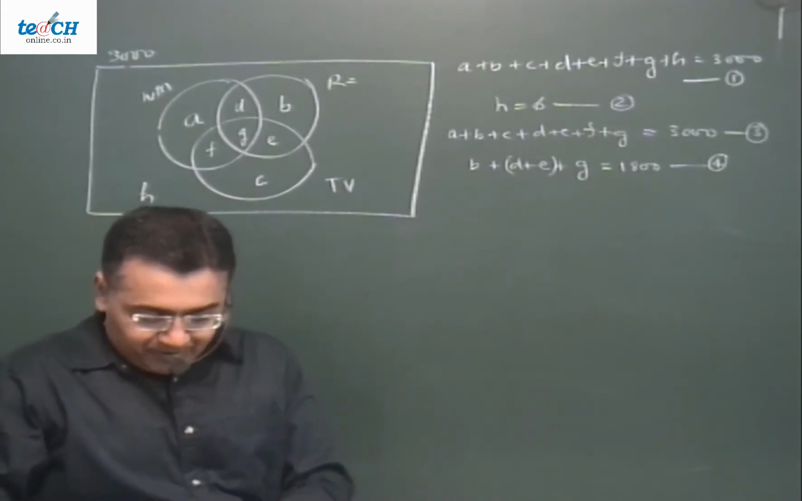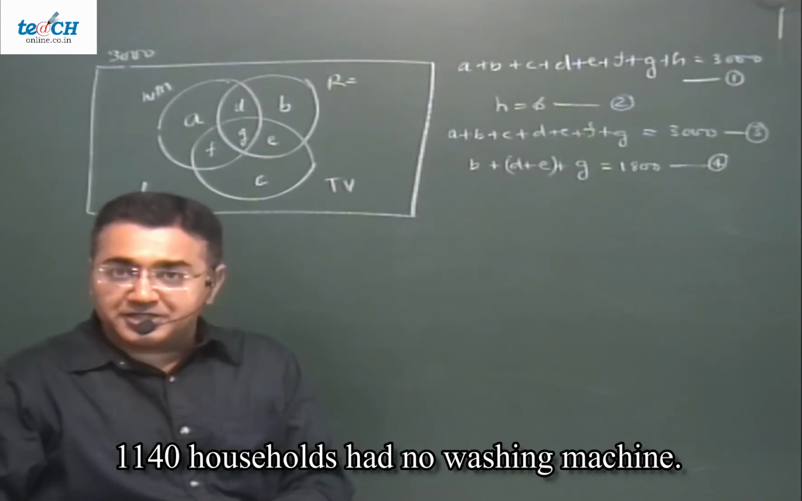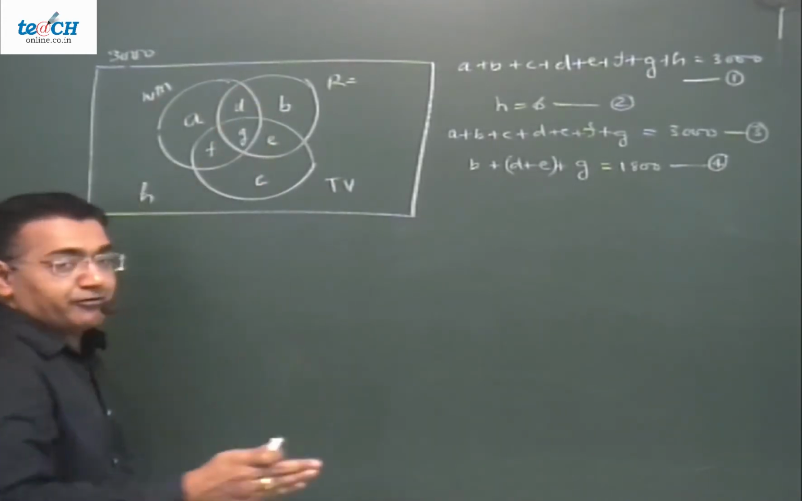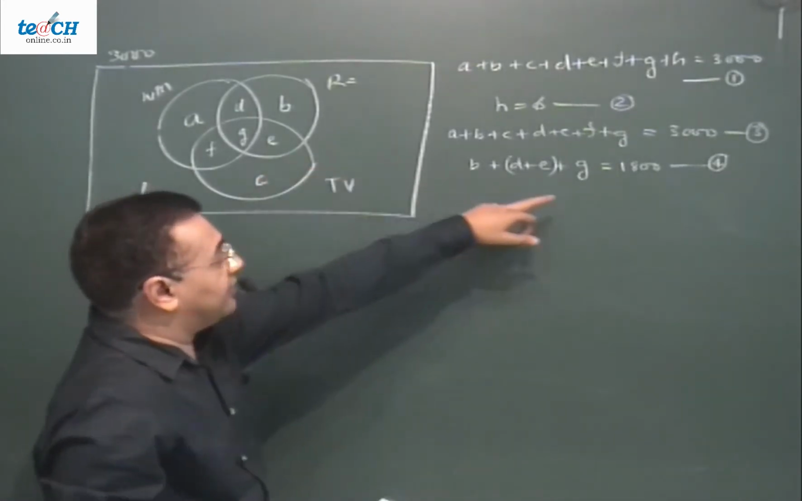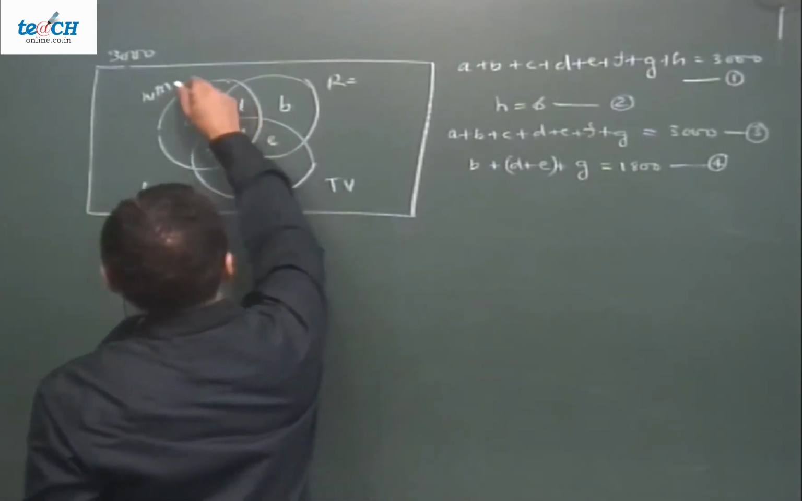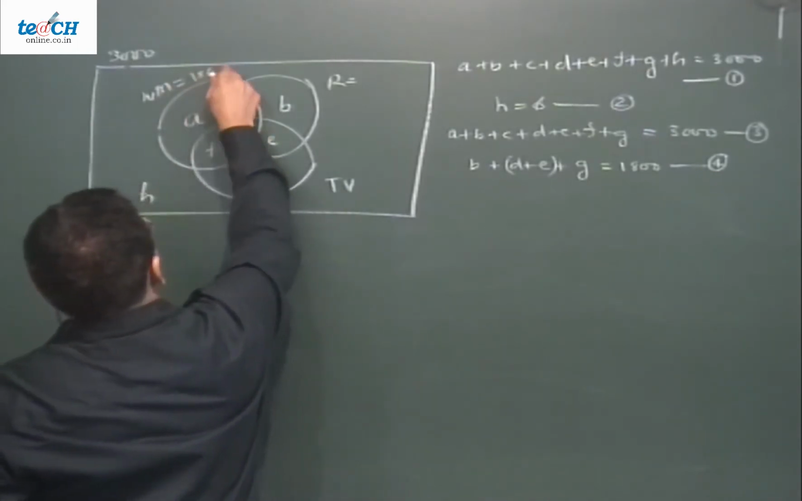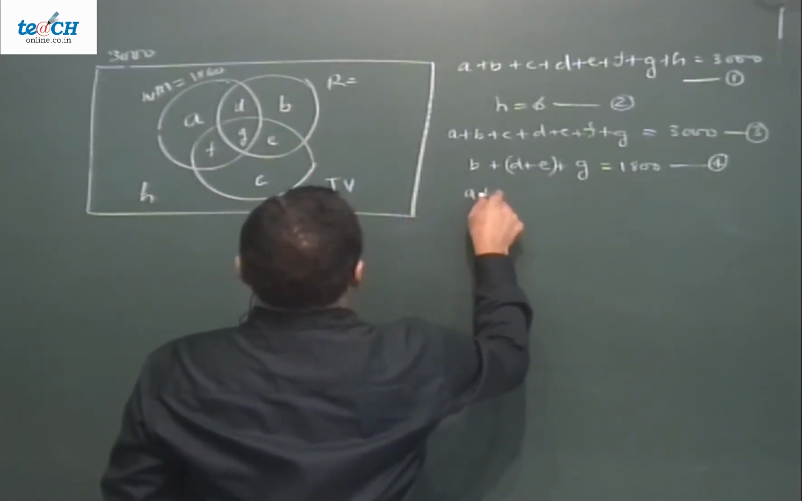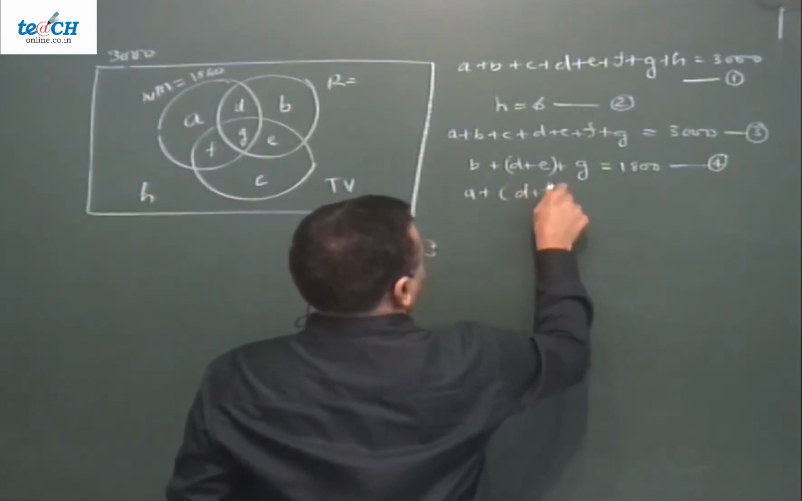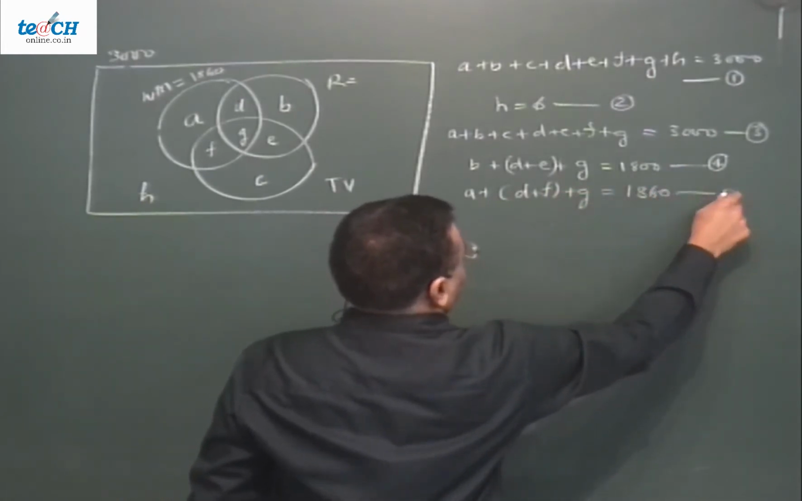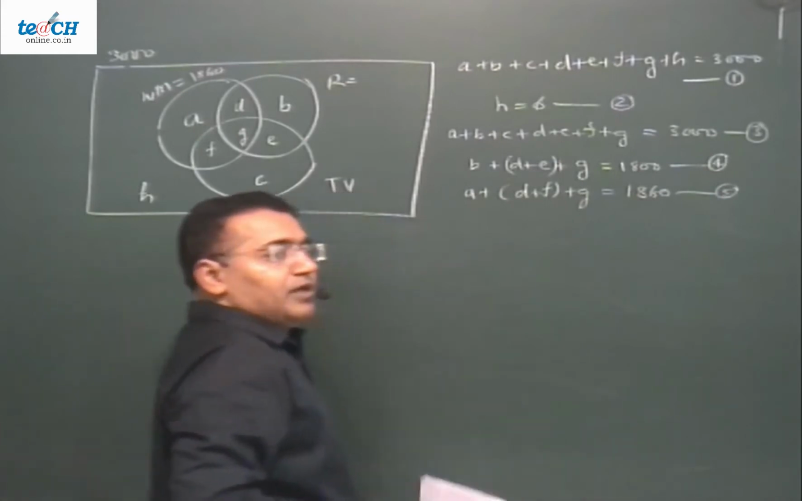What does it say? It says 1140 had no washing machines, which means the rest of them had the washing machine. 3000 minus 1140. Now 3000 minus 1200 was 1800. So minus 1140 will be 1860, which means this set, which means washing machine, has 1860 people. Now what is this washing machine wala set? A plus D plus F plus G is 1860. Equation number 5.